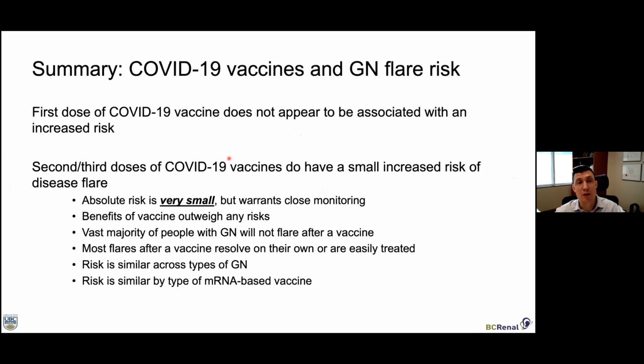So what does this data show? It shows that the first dose of vaccine does not seem to be associated with an increased risk of disease flare, but the second or third doses of vaccine, unfortunately, do have a small increased risk of flare, but the absolute risk is extremely small. It does, however, warrant more careful monitoring of your disease activity in the period of time after a second or third dose. Likely, the benefits of any vaccine far outweigh any risks. The absolute vast majority of people who get vaccinated with glomerular disease will not have a flare. Most flares after a vaccine resolve on their own or are easily treated. And the risk of flare is similar across all types of glomerular disease, and it's similar based on types of mRNA-based vaccines.